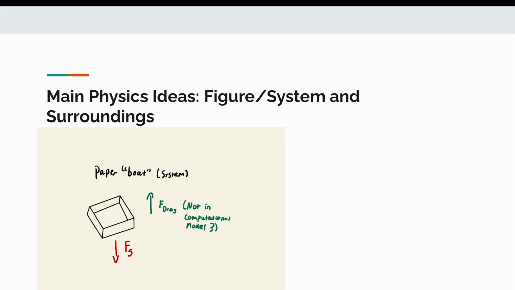So to briefly look at my main physics ideas, more specifically the figure and the system and surroundings, I have my paper boat, which is basically just a piece of paper folded onto itself in order to create a lot of drag force. I have the gravity, which acts on that paper boat, and then also the force of drag, which is not present in the computational Model 3, which is the one that specifically did not account for drag.